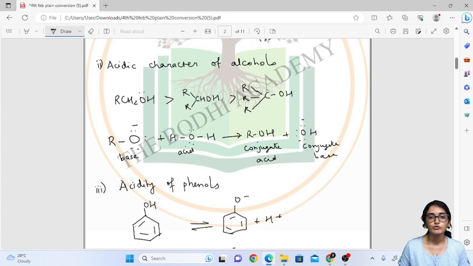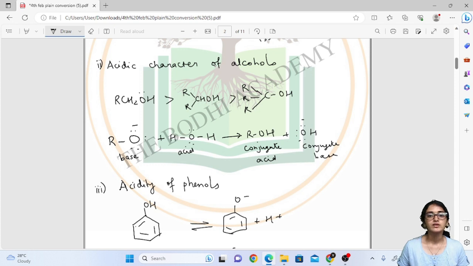But if you see these two groups, secondary and tertiary, since there are more alkyl groups, here 2 alkyl groups, here 3 alkyl groups attached to the carbon, the attraction here will be weaker than the first one.